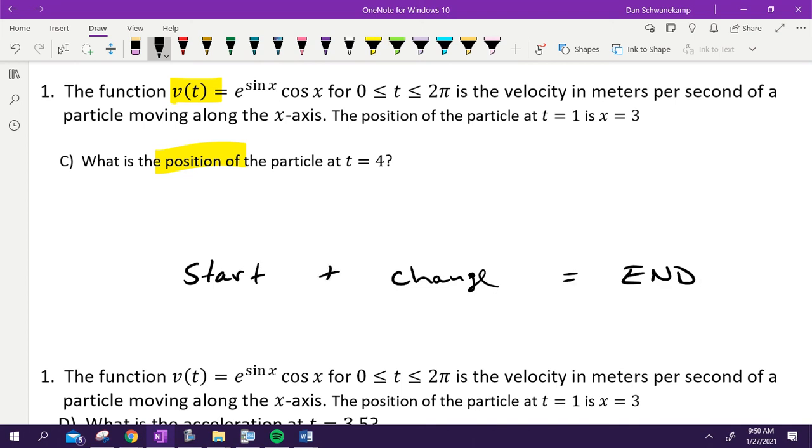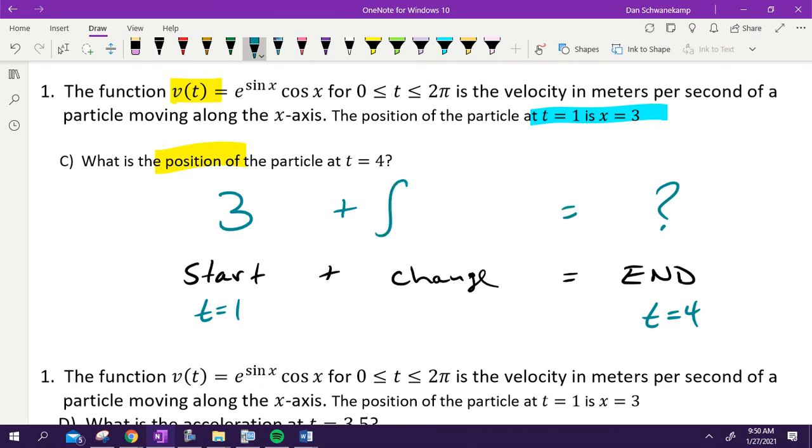What of those things do I know? The start. I know that at t equals 1, x is 3. So that means that's the time at t equals 1, my x is going to be 3. So 3 goes there. What am I trying to find out in the end? Position at 4. So that's t equals 4. That's what I'm looking for. This is my mystery number. So to find that, I need to do change. To do change, I'm integrating.